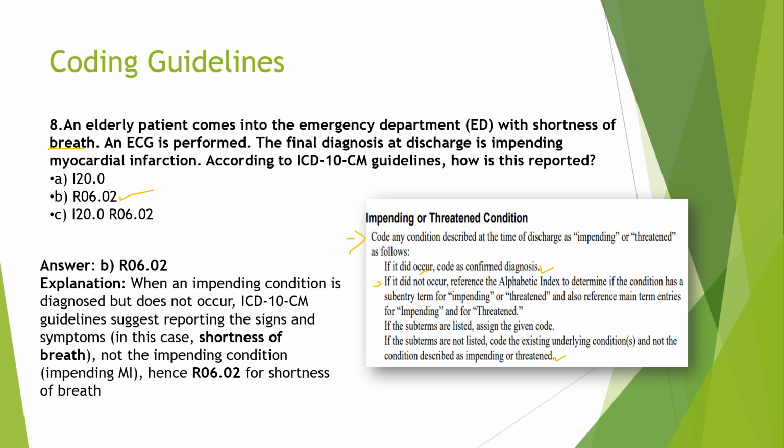In your exam, if you get this question, refer to it completely. If somewhere they are documenting that the myocardial infarction did occur, then you can go with I20.0, that unstable angina will come, so you can choose I20.0. If this is the question, then you should go with shortness of breath only.